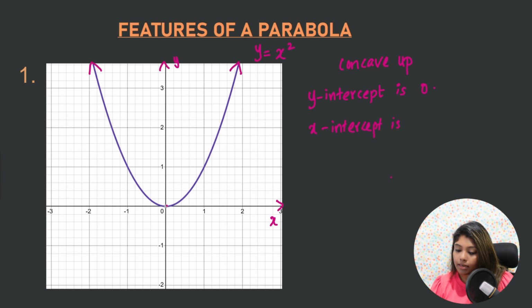So the y-intercept is 0. Same way, now we are going to find out the x-intercepts of the graph. X-intercepts, again, wherever the graph meets the x-axis. Again, you see it meets only at one point, which is 0 here. So that is also 0.